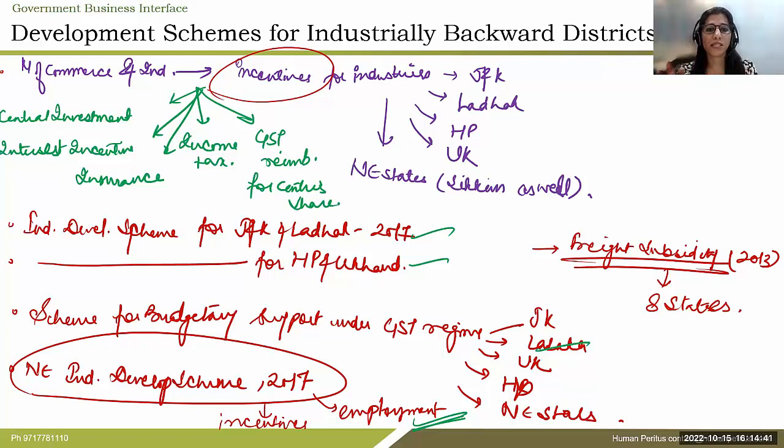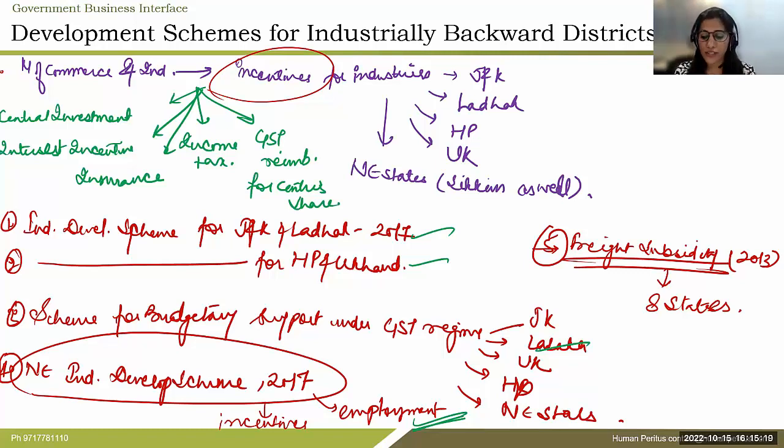So under the development schemes for industrially backward districts, what we have covered is, first of all, why the Ministry of Commerce and Industry started these schemes to provide incentives to various states and the districts under them. What kind of incentives were there? Investment incentives, insurance incentives, interest incentives, income tax and GST reimbursement incentives, and there are various schemes also. Number 1, 2, 3, 4, I have told you 5 schemes here, which are sufficient to write a very good and enriched answer.